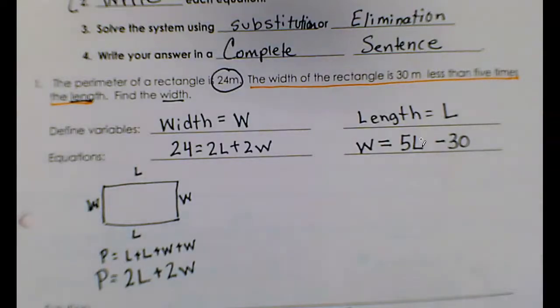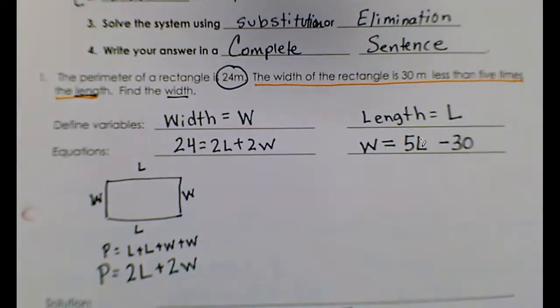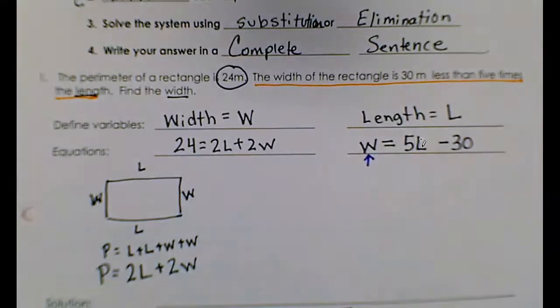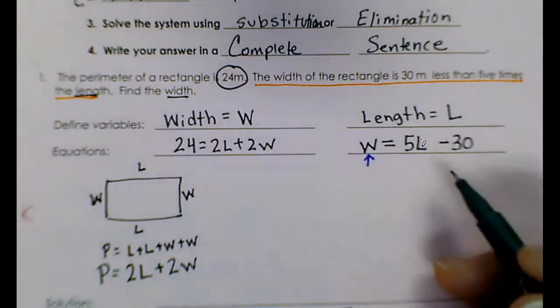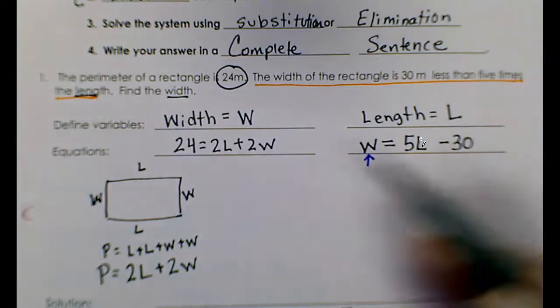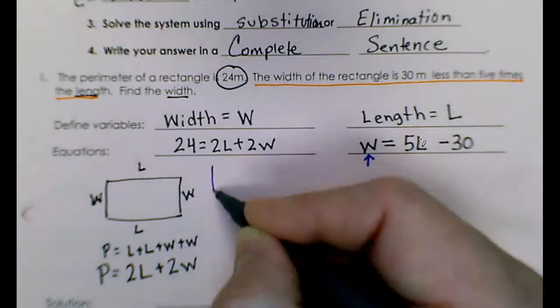Anybody have a preference here on this one? Since this is already solved for W, the way we set up this equation, it would be easier to solve this by substitution. Like when we did substitution, we had our 3 columns. This would be our first column, and this is going to be our second column.